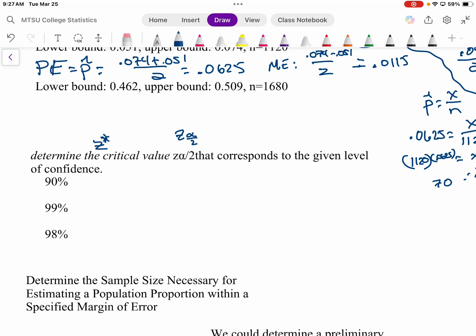So I think one of the easier ways to do this portion is, since we're doing a Z, that means I do an inverse norm. So I do an inverse norm, because Z stands for Z scores or standardized. So inverse norm. My area is 1 minus my confidence interval divided by 2. So whatever that works out to be.